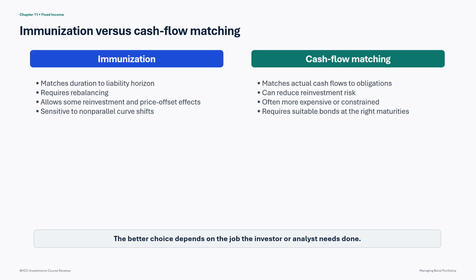The better answer is not always the strategy with the most elegant formula. It is the strategy that meets the obligation under realistic assumptions, with sufficient liquidity, acceptable credit risk, and a governance process capable of rebalancing. Immunization is flexible, but must be maintained. Cash flow matching is direct, but can be costly. Both require the manager to respect the difference between a model cash flow and cash in the account.